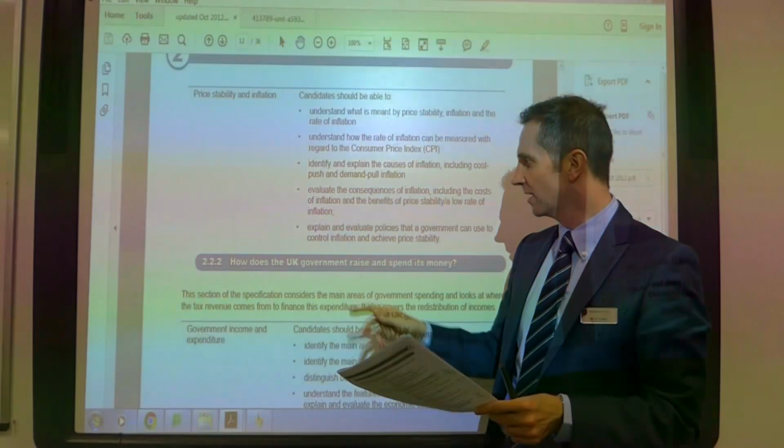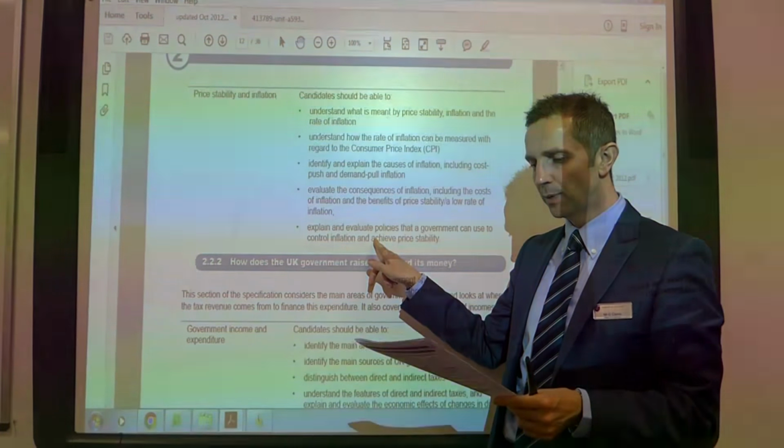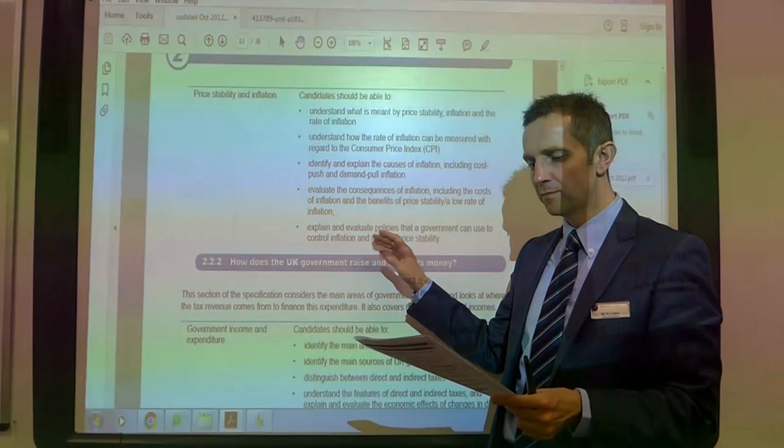And then finally, this last point: explain and evaluate policies that government can use to control inflation and achieve price stability. Now, that has been asked before. And remember, of course, there's this whole notion of the target, 2% plus or minus 1, symmetrical target for inflation.